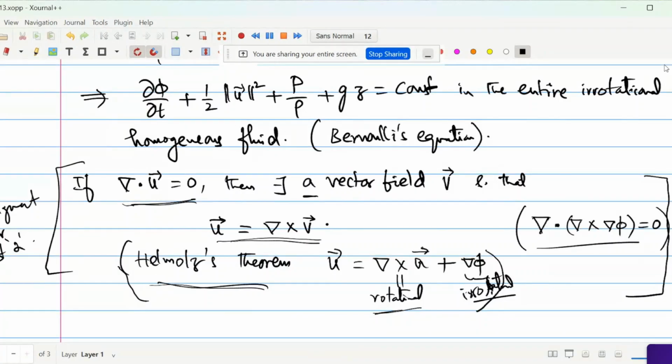Not any phi you are adding. So basically, you are not adding this. So this is a unique way. This is whatever the Helmholtz theorem is, basically. Any vector you are uniquely writing as a rotational component and an irrotational component.